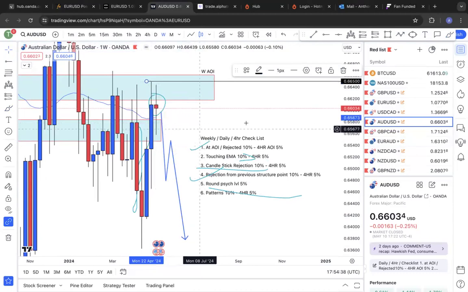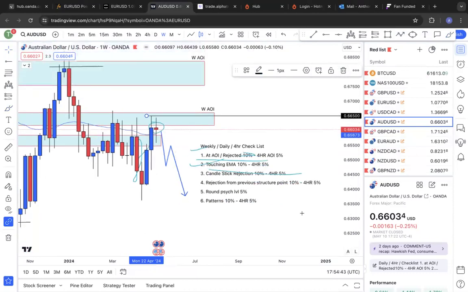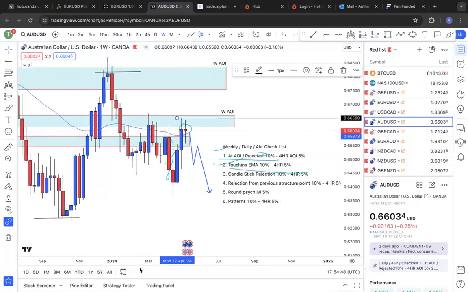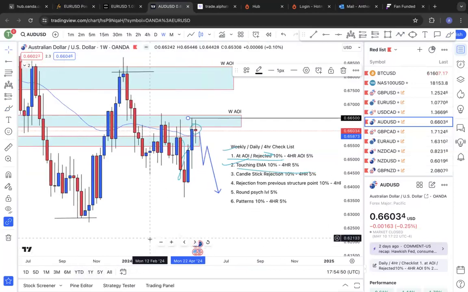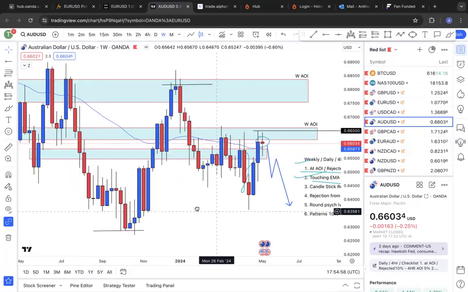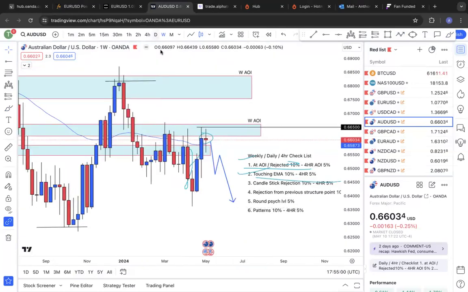Well, yeah, I'll give it to you. I'll give it to you. And now we're looking for patterns. And quite frankly, I don't really see any patterns. No patterns in the weekly. Down to the daily chart.